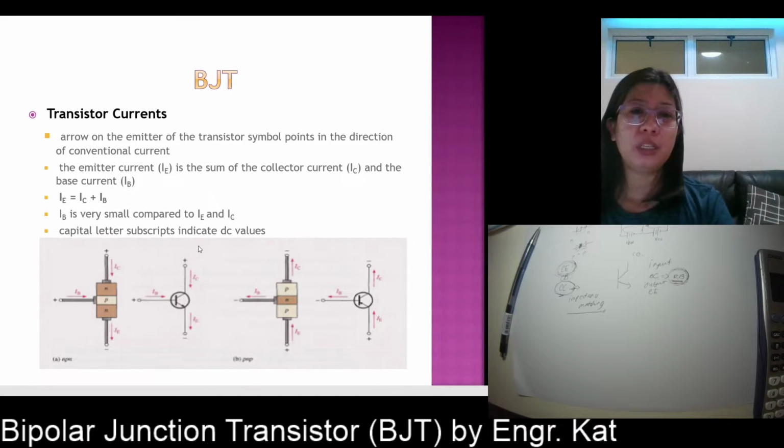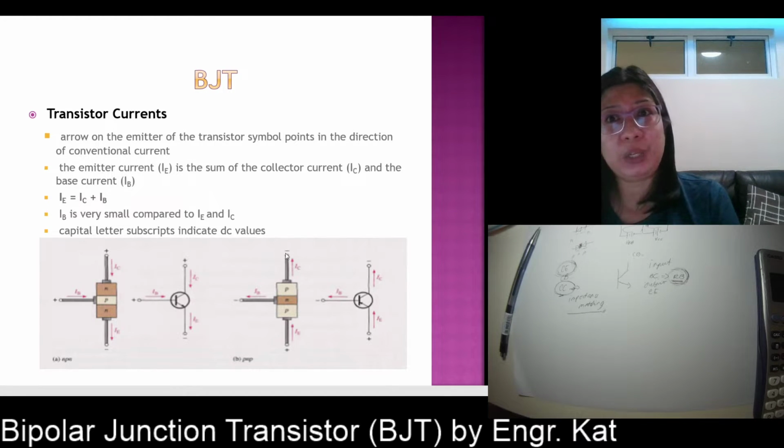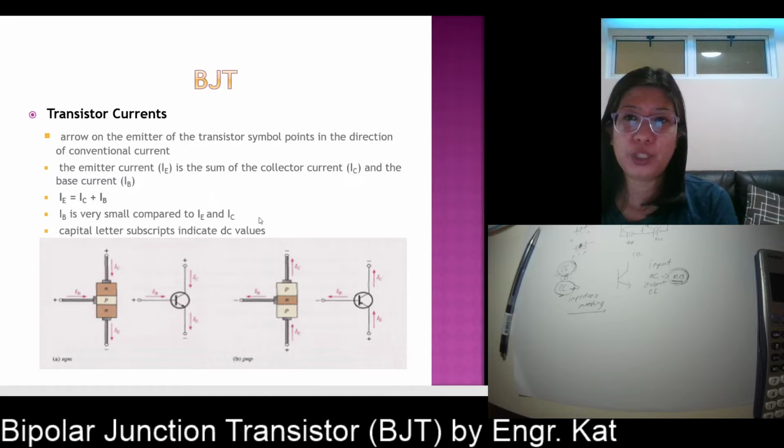The capital letter subscripts indicate DC values. Later on, we're going to discuss separately the DC and the AC analysis. We always use capital letters for DC analysis. This also explains the doping, class, no? If you remember from the previous slide, we said that IB is very, very small because the base is the most lightly doped among the three regions. Since it is the most lightly doped, it has the highest resistance. That explains why IB is very, very small.